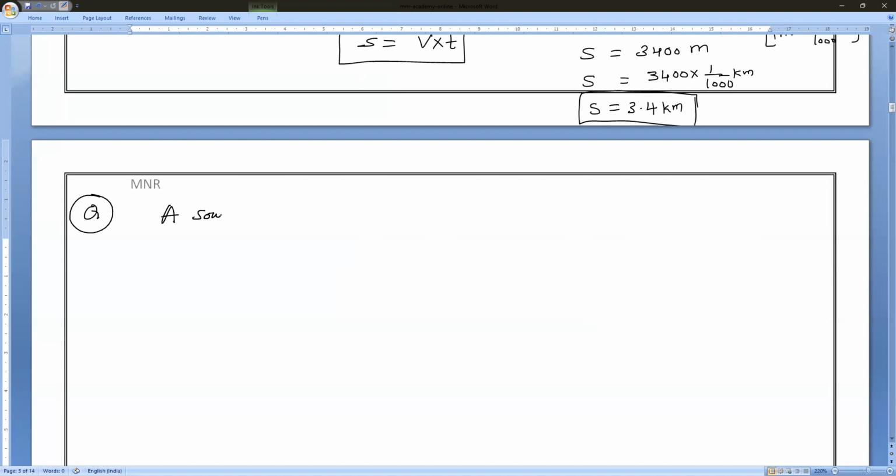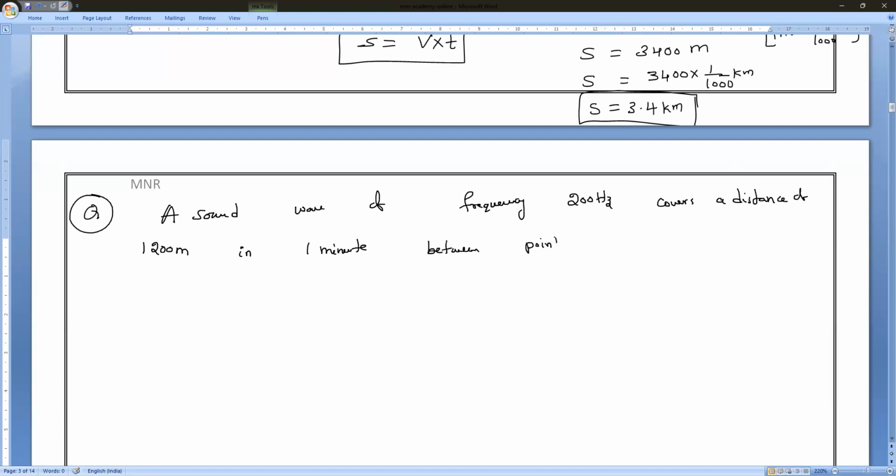Just do it. A sound wave of frequency 200 hertz covers a distance of 1200 meters in 1 minute between points A and B. How many waves are present between A and B? That is the question.